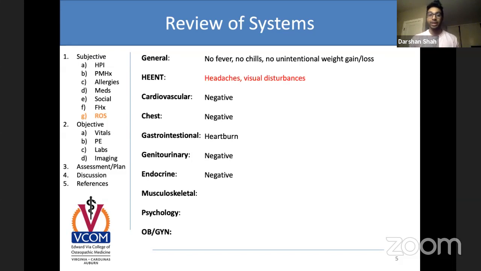Endocrine, this is kind of a tougher thing to ask. This can be weight gain, thyroid stuff. Do you feel hot? Do you feel cold? Any type of imbalance maybe with the hormones. Musculoskeletal, do you have any joint pain, muscle aches? Negative for that. Psychologically, how is your mental state? She just has anxiety. And then OB-GYN, there's actually 4 cardinal questions.